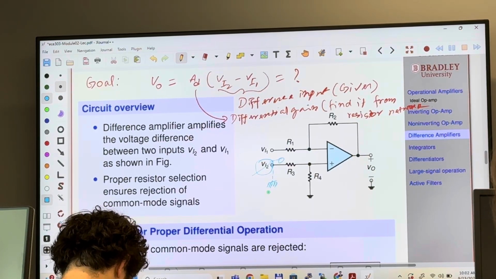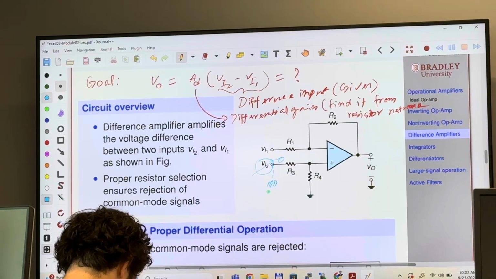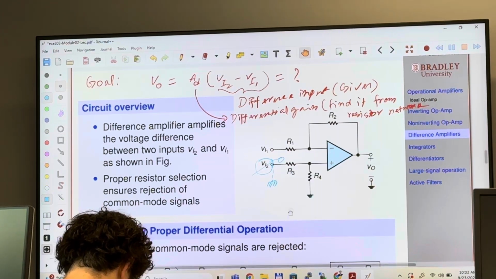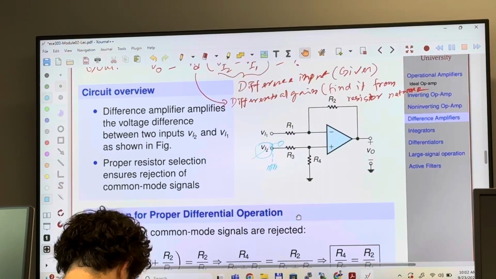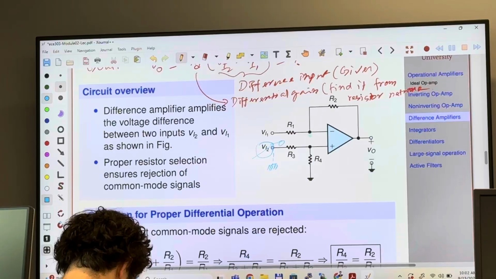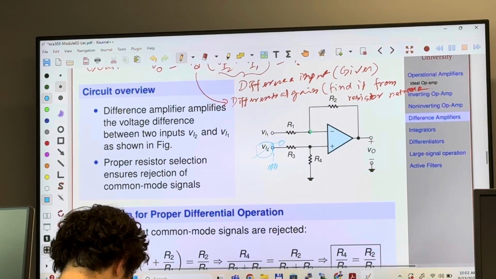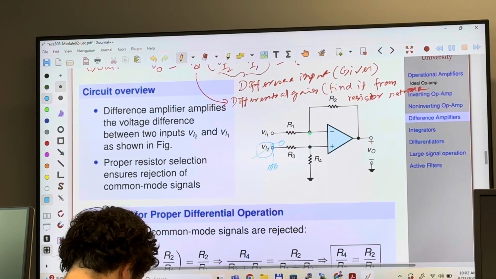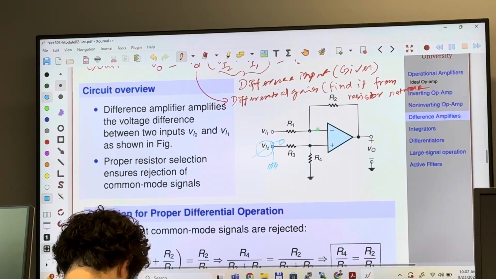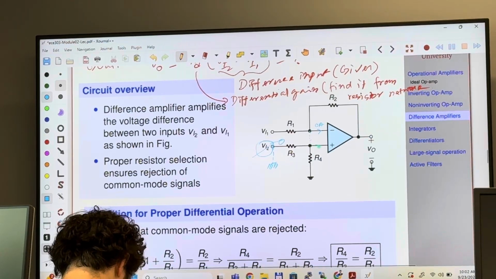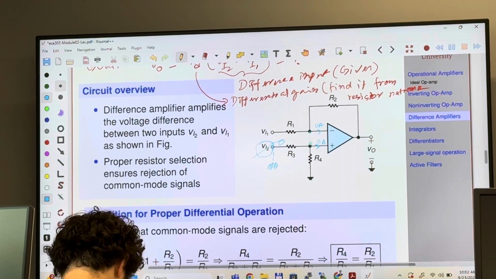Okay, guys, tell me. Because of the feedback, these 2 terminals are virtually short, right? That's what we have learned. How much current is going through this terminal? 0. How much current through this terminal? 0. No current. But these 2 terminals are virtually short.